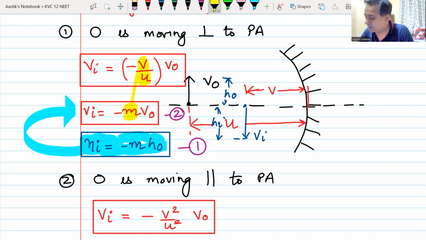See, the velocity of image formula is correct: minus v by u times v naught. But what I have done wrong is, for minus v by u, I have substituted minus m. That is the mistake I have made.